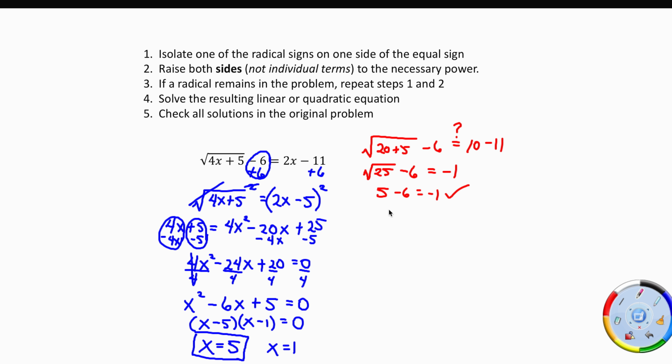Let's try 1. So the square root of 4 times 1, 4 plus 5 minus 6, does that equal 2 times 1 minus 11? Well, that would be the square root of 9 minus 6. Is that equal to -9? Is 3 minus 6 equal to -9? No, it is not. Be sure you don't leave that. You must tell the problem that's not possible.